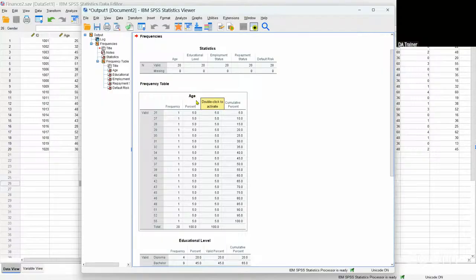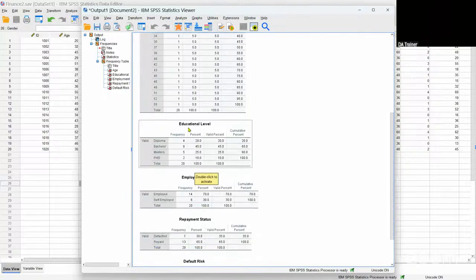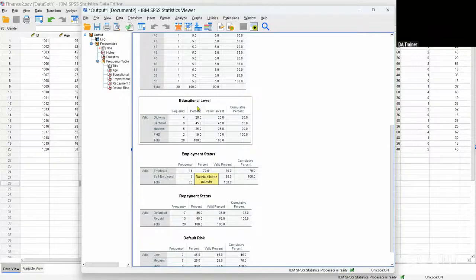Variables that have been chosen, which is age, telling us that we have people from 25 years old down to a 55 years old person. All right, that is for age. If you scroll down, educational level says that we have 4 diploma, 9 bachelor degree holders, 5 masters, and then we have 2 PhD, right?